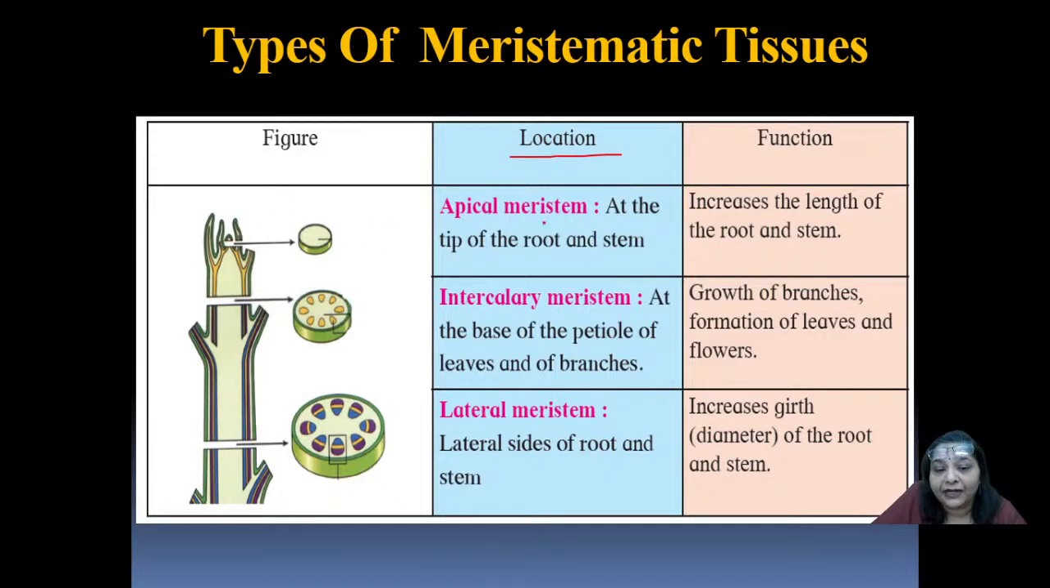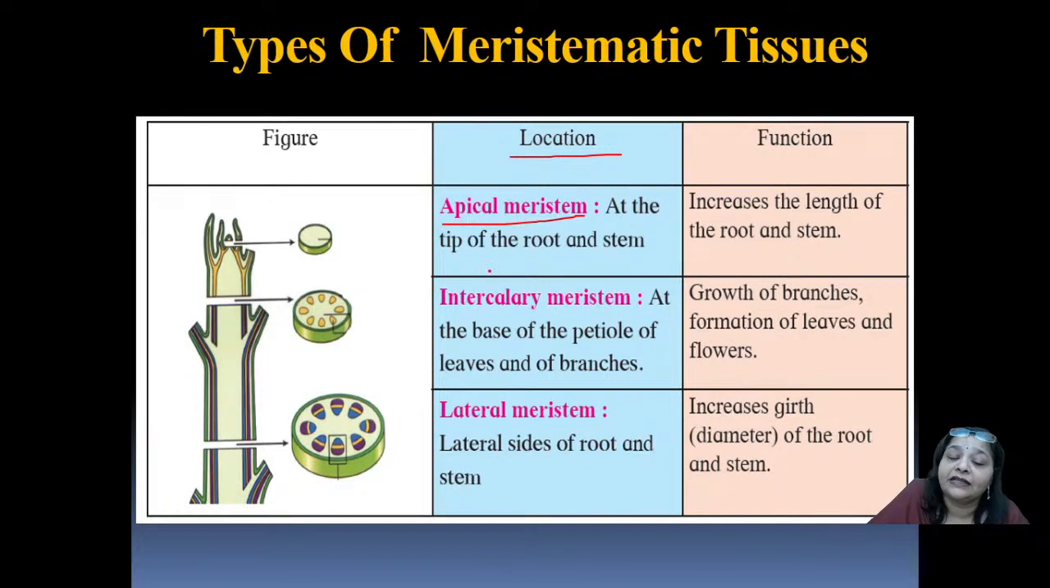The apical meristem, I told you, apical refers to the apex, the tip of the plant parts. So apical meristem is generally located at the tip of the root and the stem. The main function of the apical meristem is to increase the length of the root and the stem. So it helps in increasing the vertical height, the vertical growth of the plant takes place because of this apical meristem.